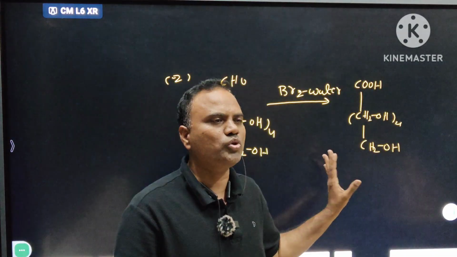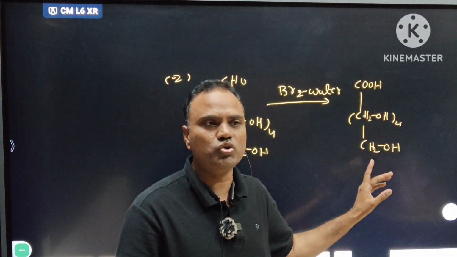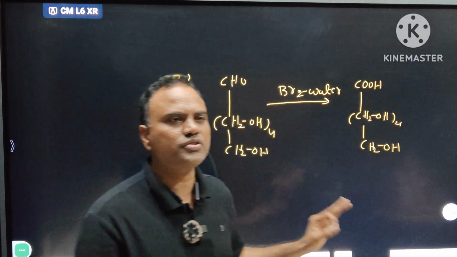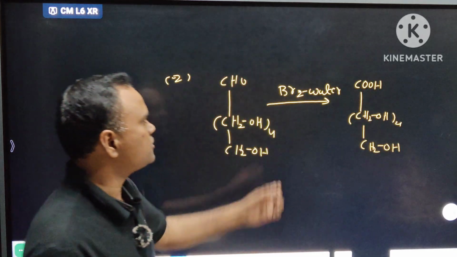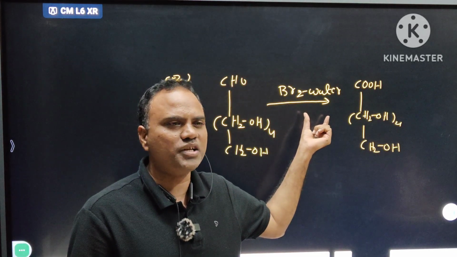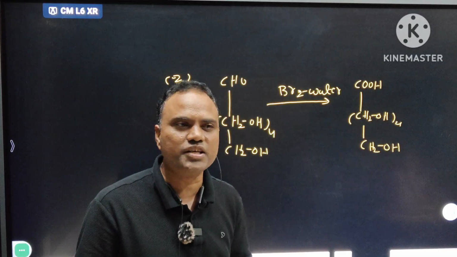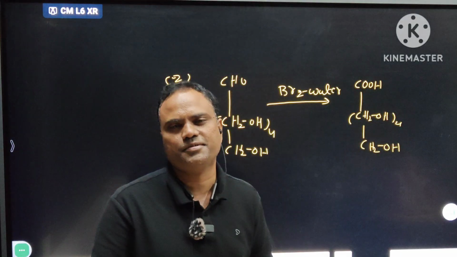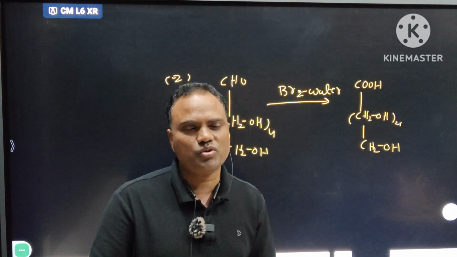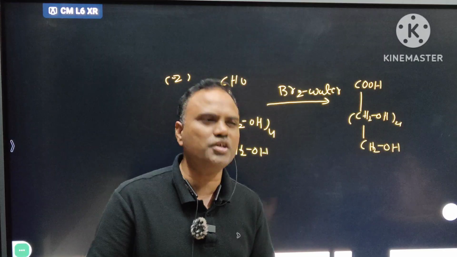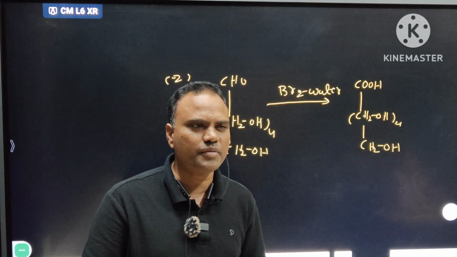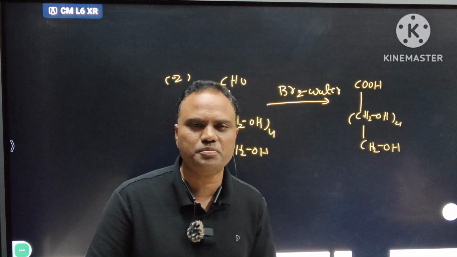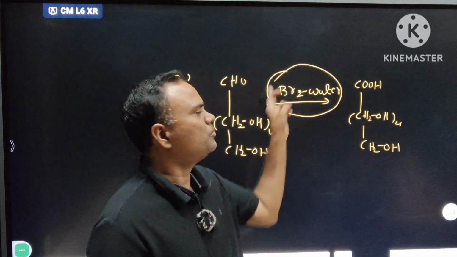Glucose when treated with bromine water produces gluconic acid, a monocarboxylic acid. This reaction confirms presence of aldehyde, because bromine water is a mild oxidizing agent. Mild oxidizing agents oxidize only aldehydes. Because glucose is giving gluconic acid, it means in glucose CHO is present. CHO is oxidized by a mild oxidizing agent only. So how to confirm the aldehyde group in the glucose? By adding bromine water.